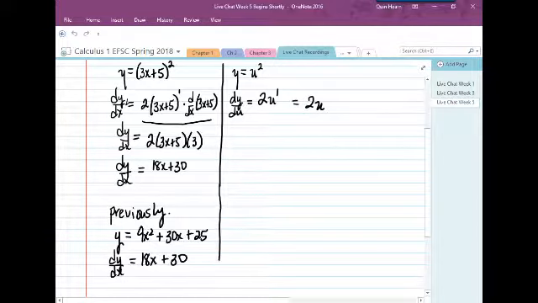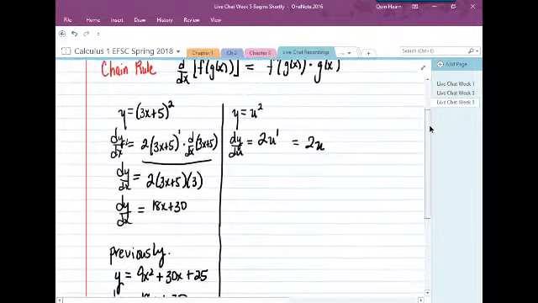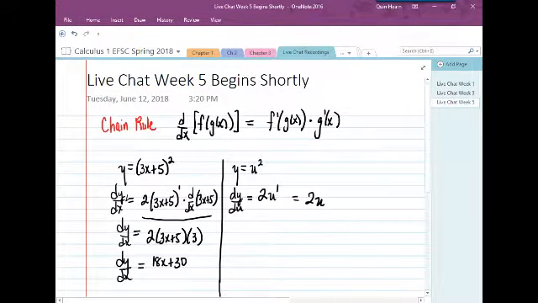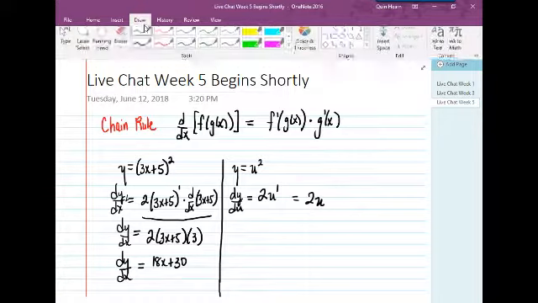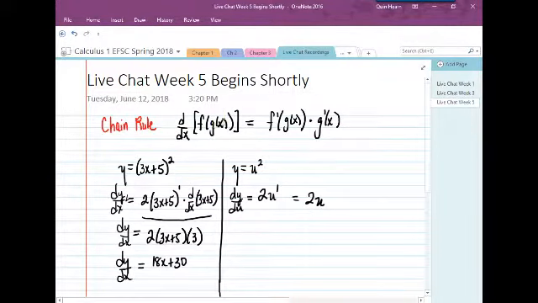So in that case, we would have to use the chain rule. The chain rule says that if you take the derivative of a composition of functions, f of g of x, where g of x is the inner function, then that's going to be the first derivative of f, the outer function, with the g of x plugged into it, times the derivative of g, the inner function.